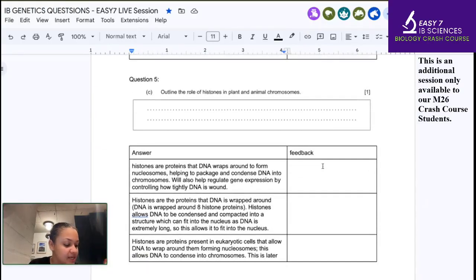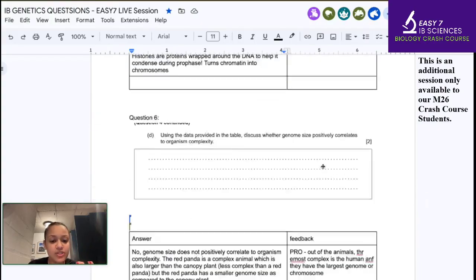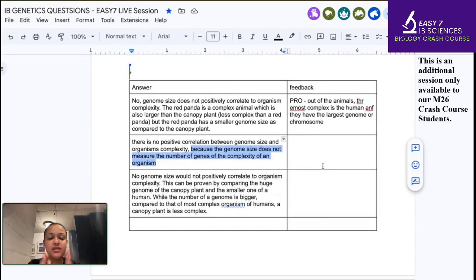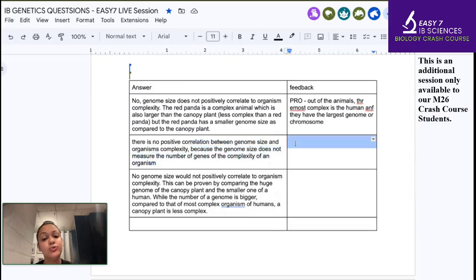Someone said on TikTok that saying human has the largest is incorrect because there are species with more bases, and I completely agree with you. But in database questions, you are restricted to the data they provide you in this question. You don't consider any other data. That's literally what it is. Okay, so that's why you kind of have to play the game. And I will show you the mark scheme, and I'll show you guys that you do have to say both pros and cons.